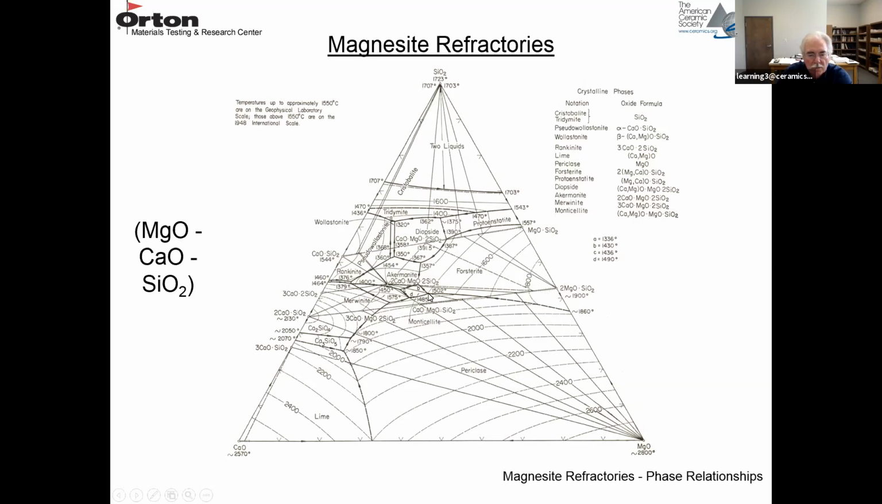You can see the eutectics here, 1502, 1575, and the melting points are in here also. Looks like 1485 and 1450. So you have a high temperature material in contact with some low melting materials in this region here.